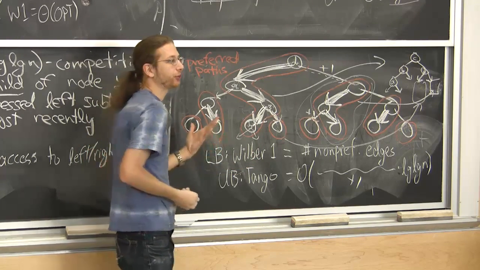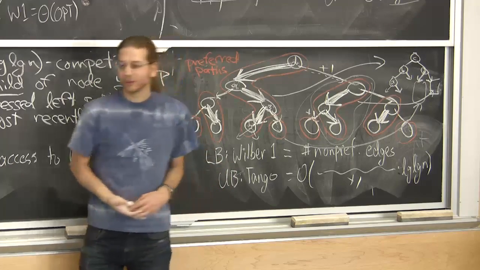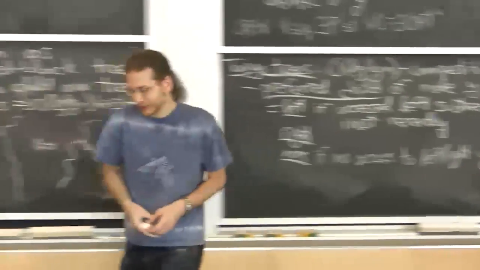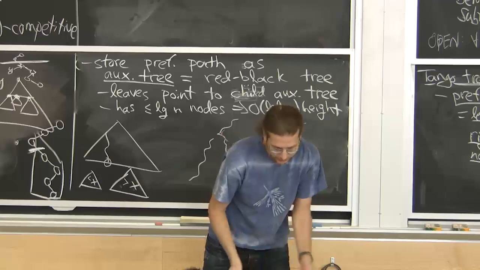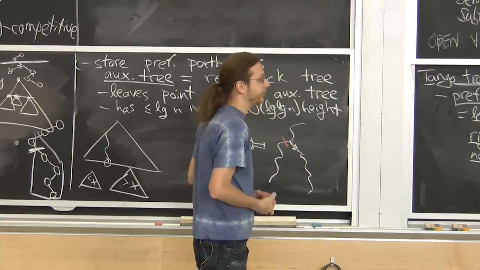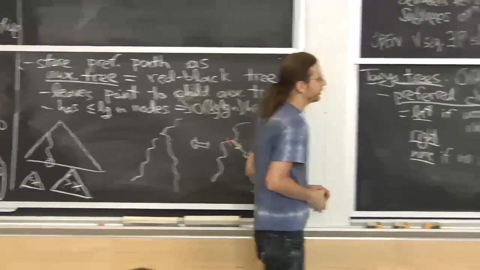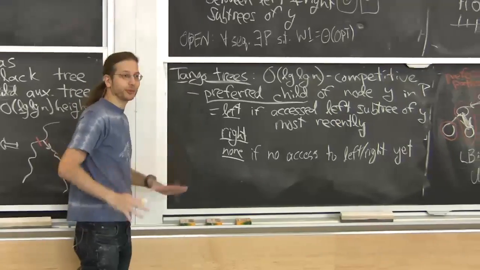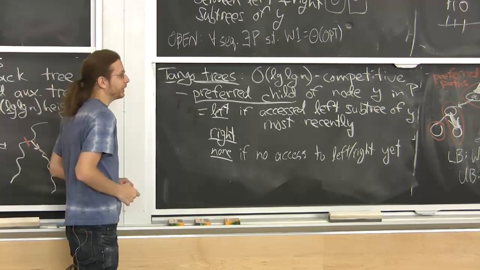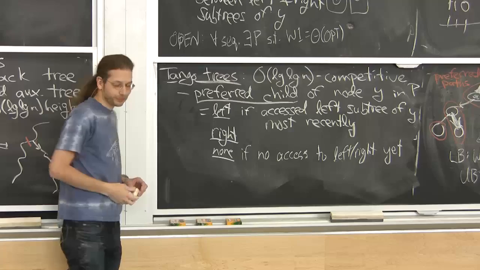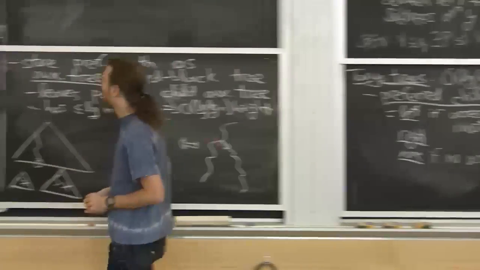So this is the best Tango trees could hope to do using Wilber 1. I would guess that Tango trees are a log factor away from optimal, though we don't know that for sure. But greedy, we're still pretty sure is good. It should be constant factor away from optimal. So I want to talk a little bit about that.